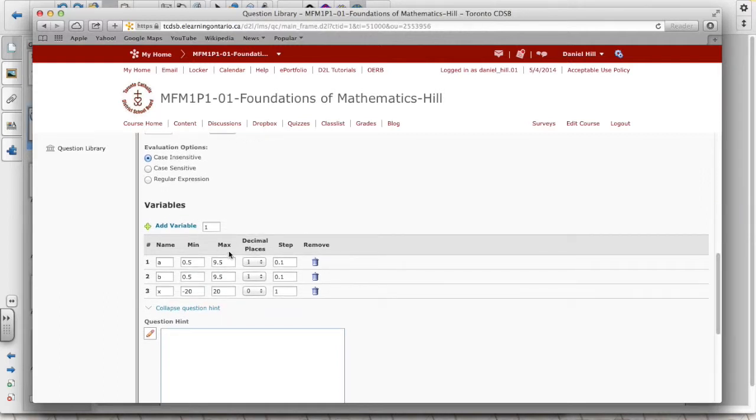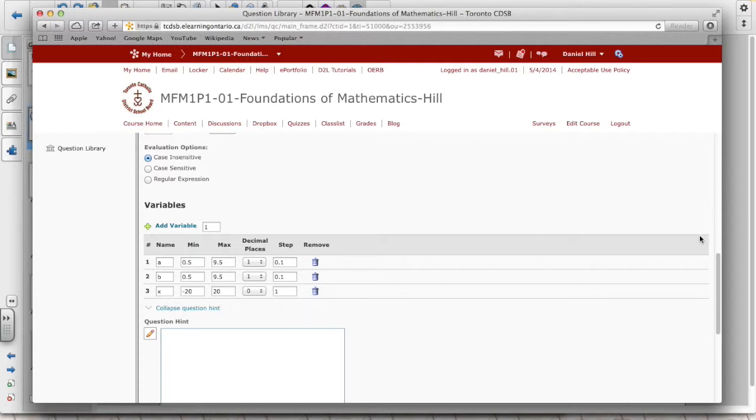Here I have three parameters in the question: a, b, and x. I wanted to have decimal values for a and b, and I didn't want any zeros, so my values range from 0.5 to 9.5 up to 1 decimal place, and they go up by 0.1 each time. I have the same values for b. My x values range from negative 20 to 20, and I have also included 0 there, so there is the chance that we could have a 0 value, and those numbers step up by 1.